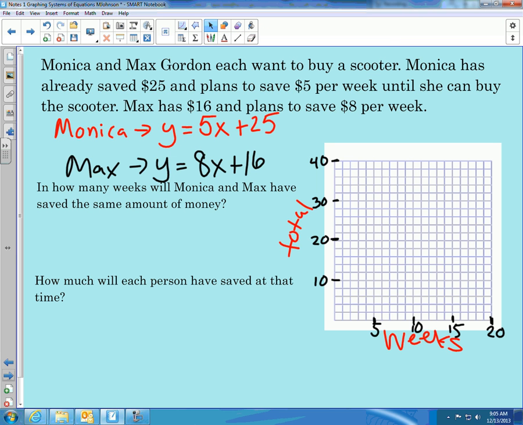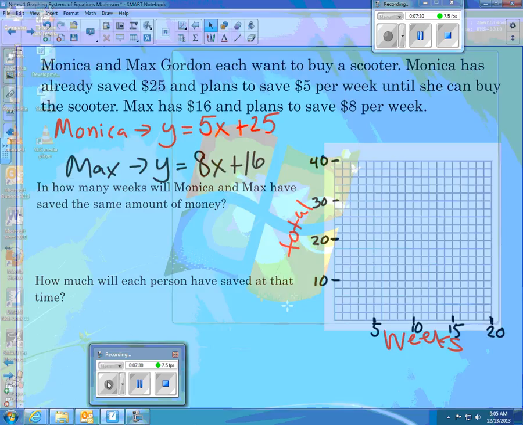All right, so I've given you the tools to be able to do this. I've given you the equations. We've set up the graph together. I want you to graph the two lines and then figure out in how many weeks Monica and Max will have the same amount of money saved. And then how much money will each person have at that point? When you come back, we will talk about 6 and 7 together. I feel that you guys can do those on your own, so give it a try, and we will talk to you then.